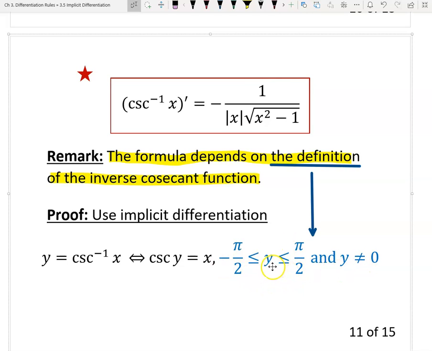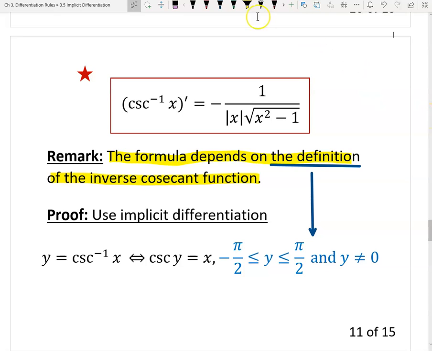Which means we pick a y belongs to quadrant 1 or quadrant 2, right? If we base on this definition, if you go back to trigonometry and draw a graph, you will find that the inverse secant always goes down, cosecant always goes down, which means the derivative is always negative. Now we're going to find why this is true.